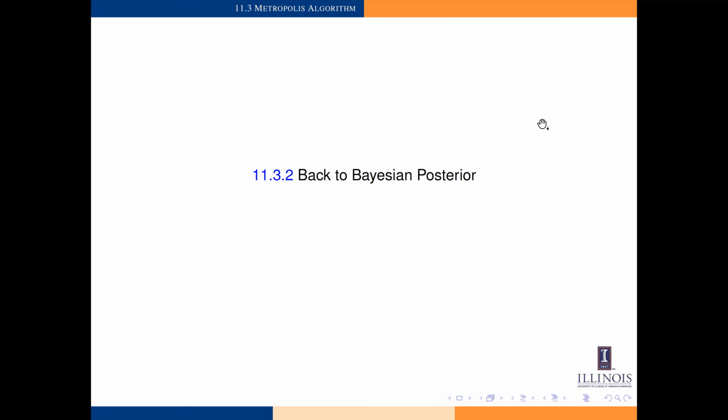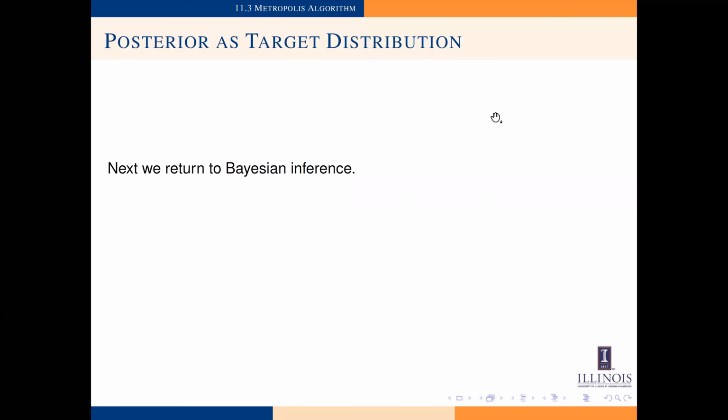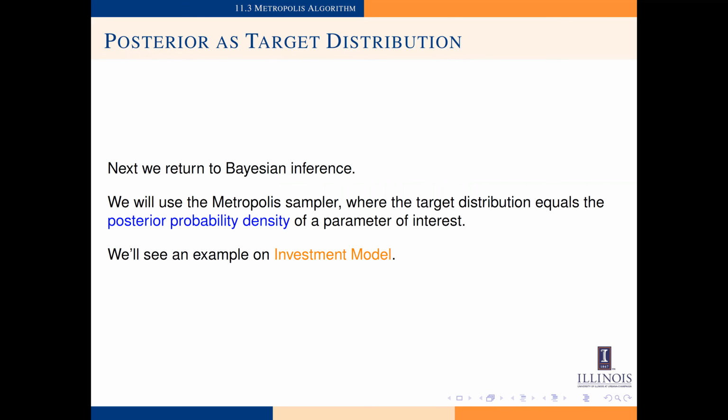Okay, so now we will return to Bayesian inference and talk about Bayesian posterior. We illustrated the Metropolis-Hastings and the Metropolis samplers for drawing random samples from a given distribution. Now you know how that works, so let's substitute the target distribution f by the posterior density f(theta given x). We will use the Metropolis sampler where the target distribution equals the posterior probability density of a parameter of interest.